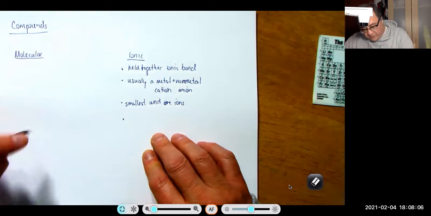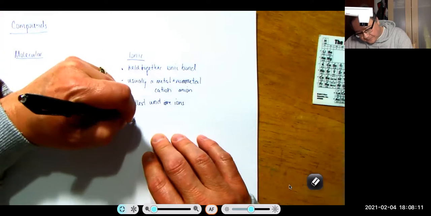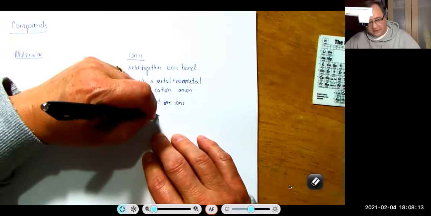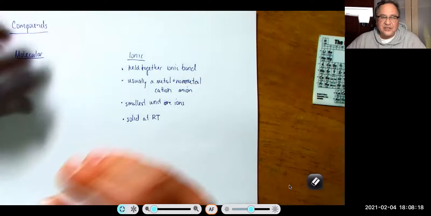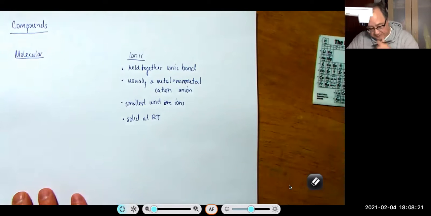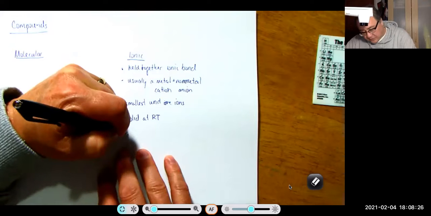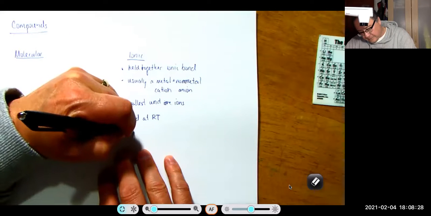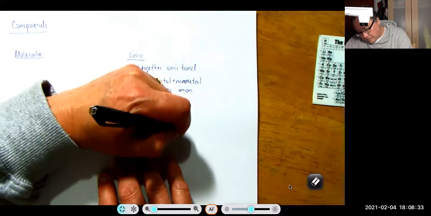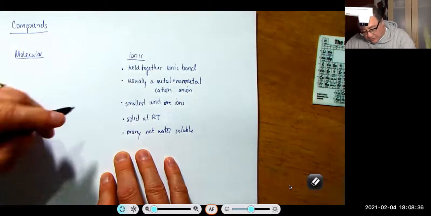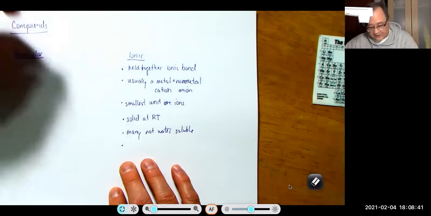What else can I tell you about them? They tend to be solid at room temp. In fact, I can only think of one ionic compound that's not a solid at room temp. It's more like a slushy thing, but it's mostly solid at room temp. But these guys are solid at room temp. They tend to be not water soluble. If they are water soluble, the solution conducts electricity.